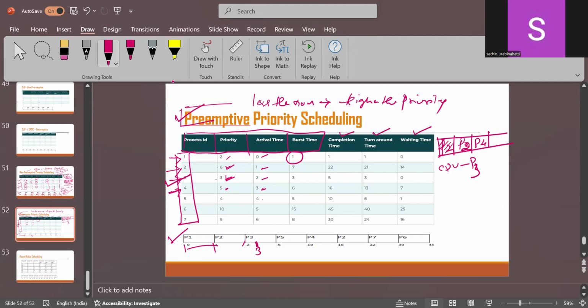At the fourth unit of time, which process comes into the queue? P5. Will P5 hold in the queue or start execution? It will not start execution. Why? Because P5 has priority 4, which is also not less than 3, as P3 is currently running with priority 3.